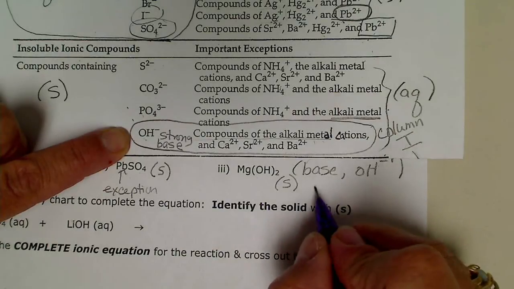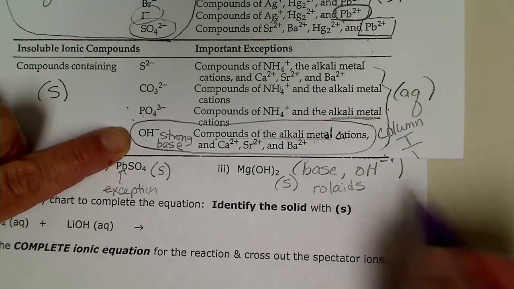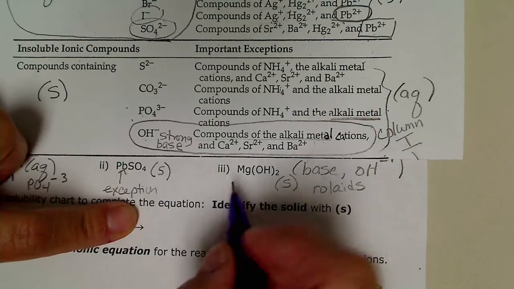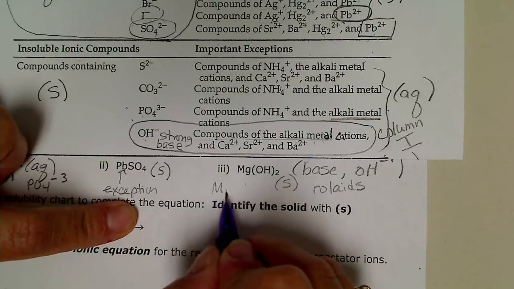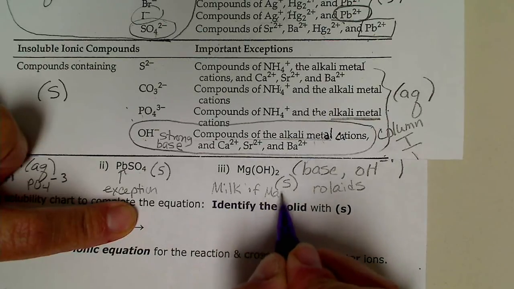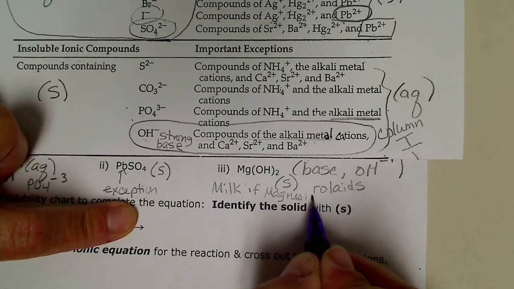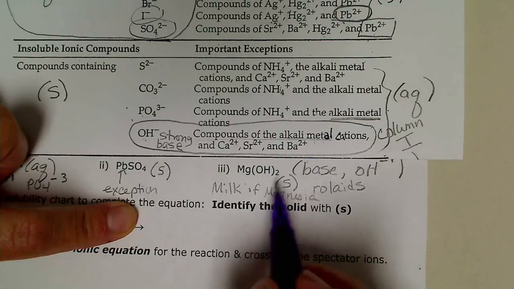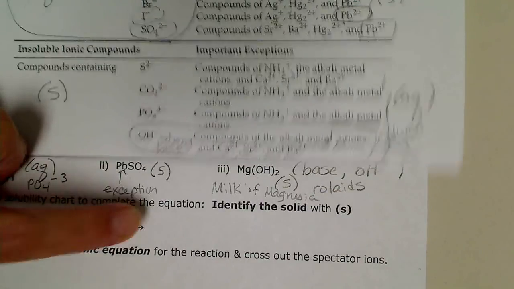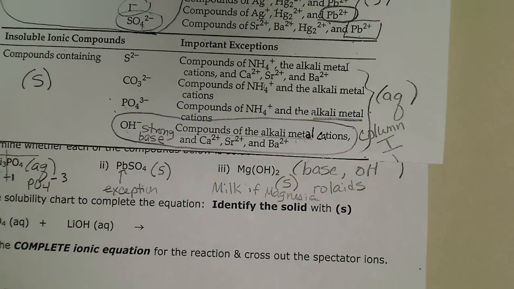If we look at Rolaids or Tums, an antacid, we'll see magnesium hydroxide is one of those, or this is in milk of magnesia also. So if you drink milk of magnesia because you've got a stomach ache, it's white and chalky, and that's because the magnesium hydroxide won't dissolve. So you'll have to try to drink that.